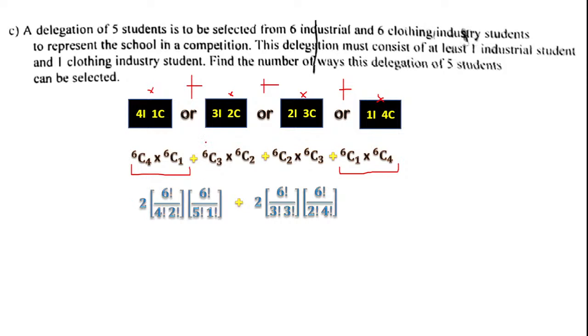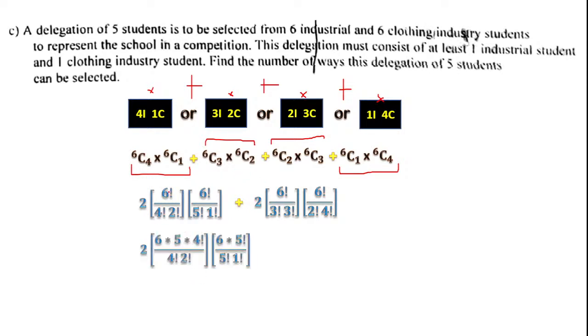And equally, this one and this one are the same. You know that A times B is same as B times A, and that's what you have here: 6 combination 3, 6 combination 3, 6 combination 2, 6 combination 2. So that's why you have 2. This one occurs twice, and this other one also occurs twice.